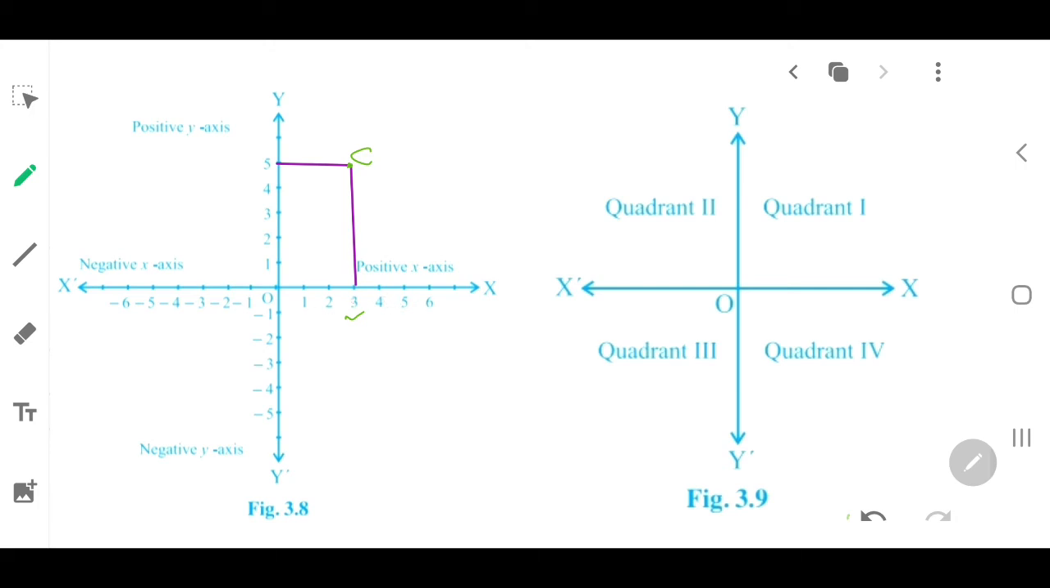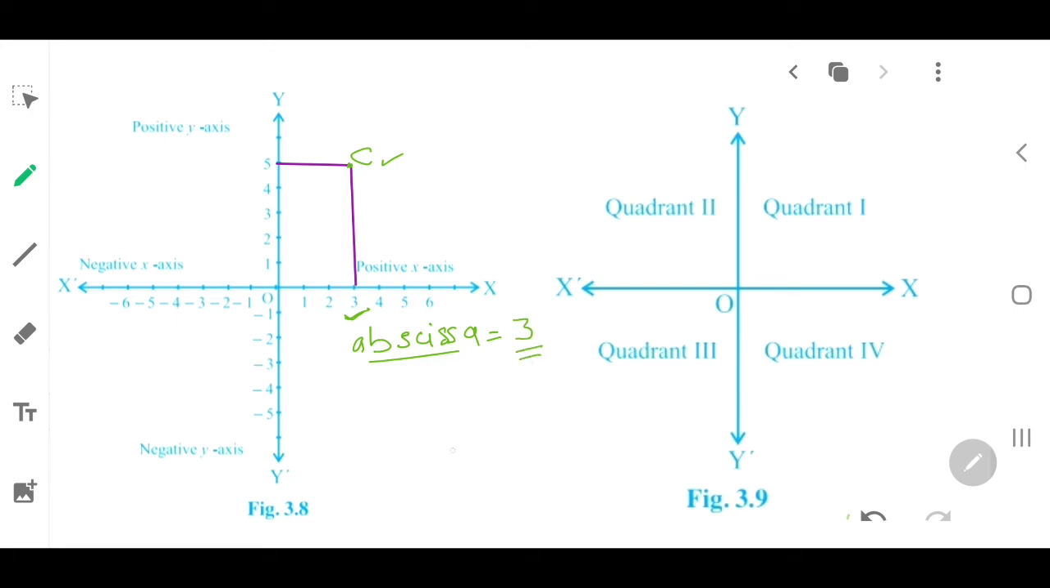Now the distance of point C from y-axis is given 3 units. So it is known as abscissa. We call it as what? Abscissa. A-B-S-C-I-S-S-A. It is known as abscissa. And the value of this abscissa is 3.